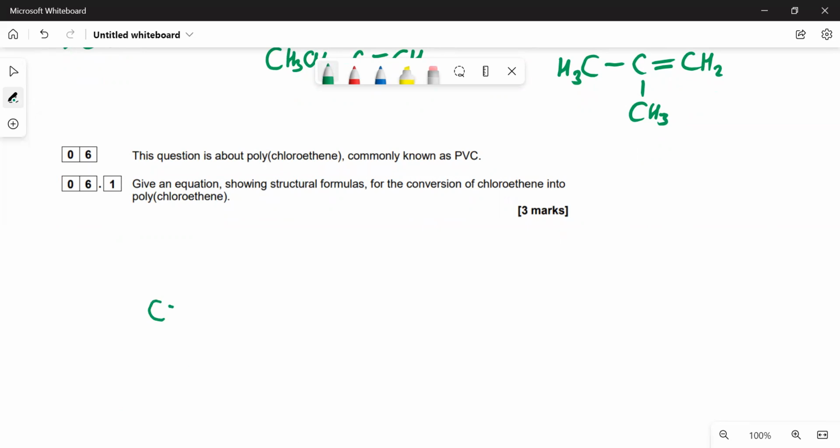So I'm going to draw this chloroethylene, and what's going to happen is you're going to get a load of chloroethylenes. I'll draw one next to it. You wouldn't put this in your answer. I'm just going to draw it. You're going to get thousands of these.